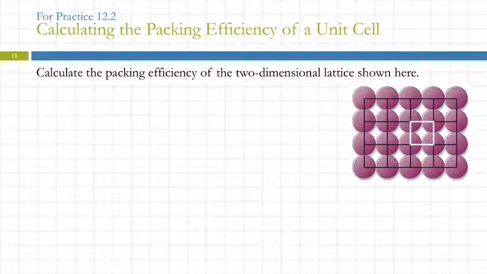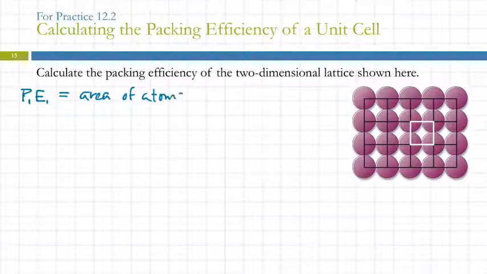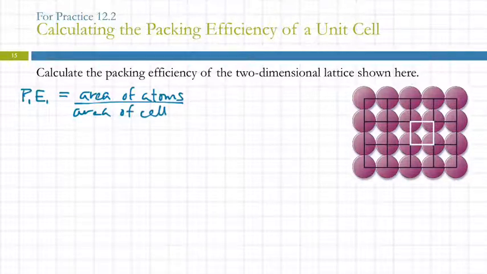So packing efficiency, I'm going to call it PE, packing efficiency. That's the area of the atoms divided by the area of the cell times 100. Like all other percentages, it's the part that you're interested in divided by the whole thing. So we're interested in this unit cell, this little white square.